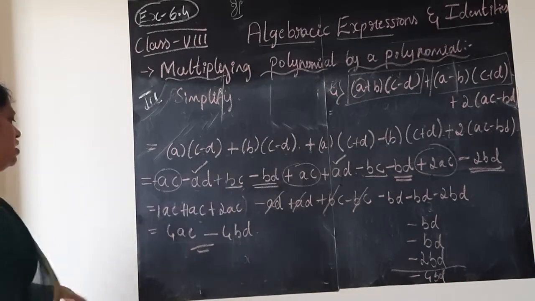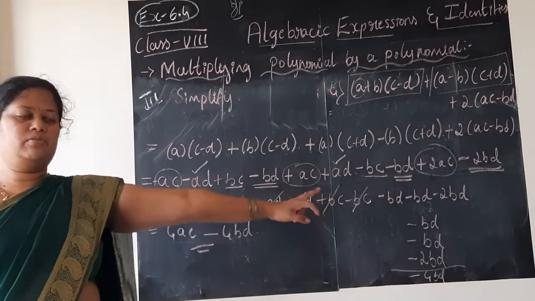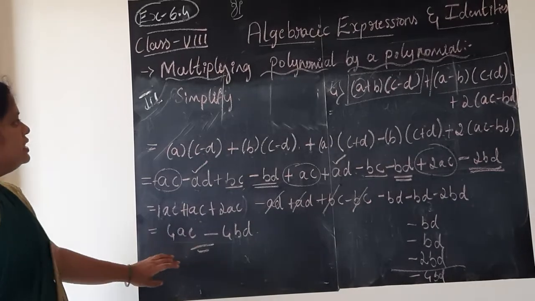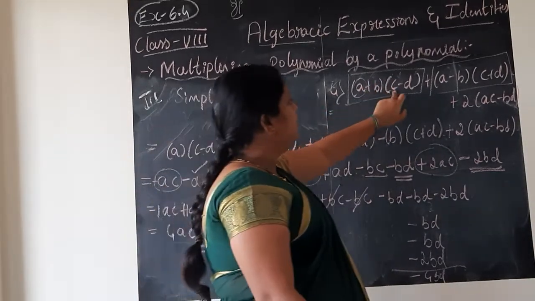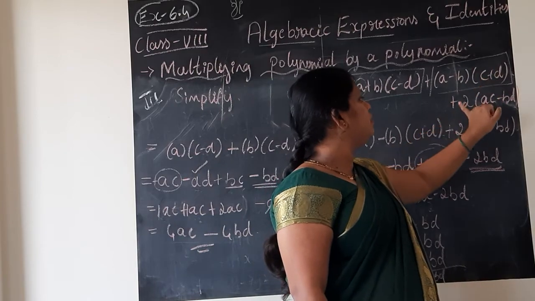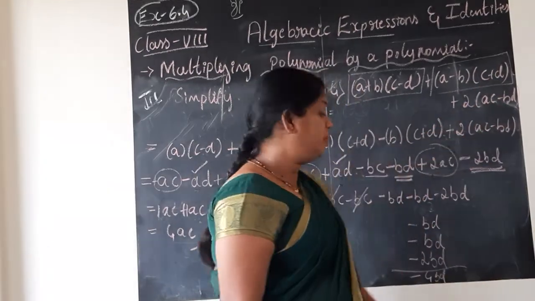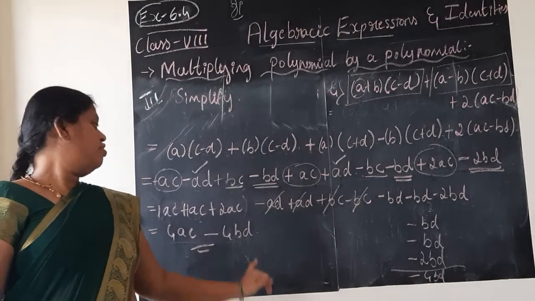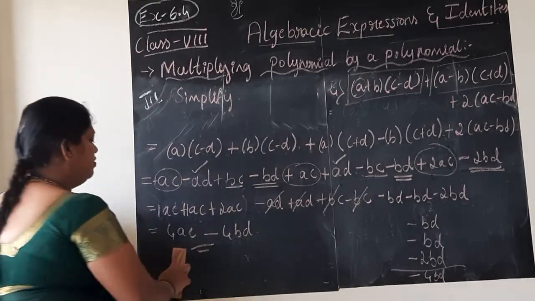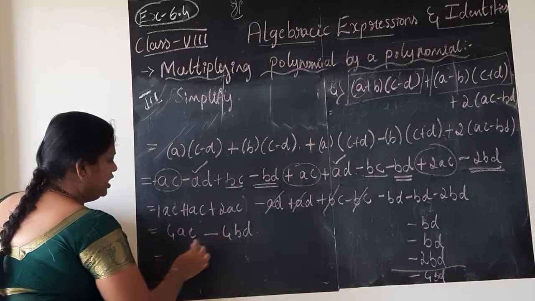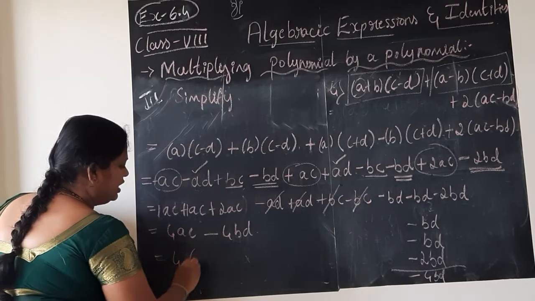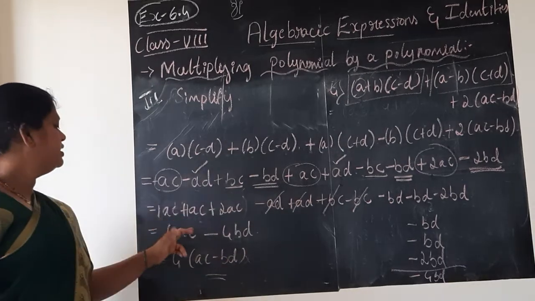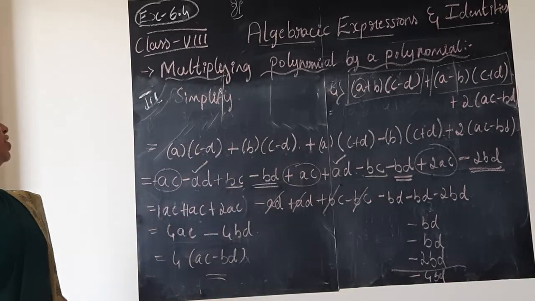So answer is, children, this AC also I did the same way. You can do if you want. Plus 4 AC minus 4 BD is the answer. So A plus B into C minus D plus A minus B into C plus D plus 2 into AC minus BD. Question was so big, but look at the answer. It is just 4 AC minus 4 BD. One more step if you want to do. You can take out 4 as the common factor and keep it as AC minus BD. This step or this step. This is how you solve, children.